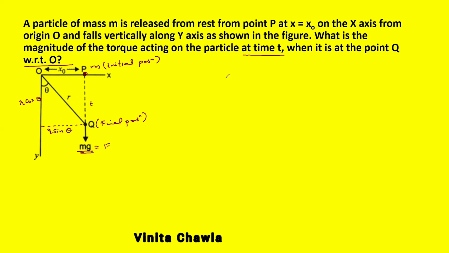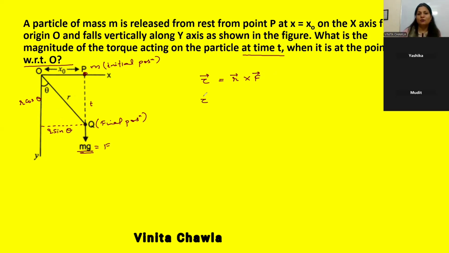Because we can write torque is vector R cross vector F. So let's consider only the magnitude first. If we consider only the magnitude, then we can write magnitude of torque as magnitude of R cross F. We'll take only magnitude. We are not considering the directions here. Then we will get RF sin theta.